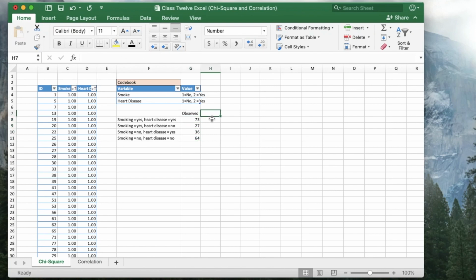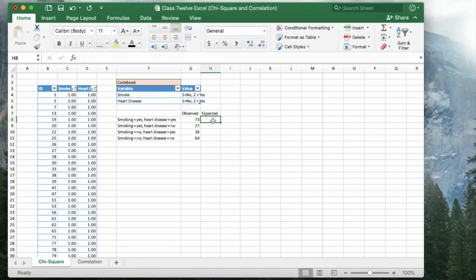The next thing we do, and this is very important, this is the step that essentially allows us to analyze whether there is a relationship between our 2 variables, is we have to create the expected value for each one of our possible response categories. And essentially what these expected values are is that they are assuming that there is absolutely no relationship between our 2 variables, so between smoking and heart disease.